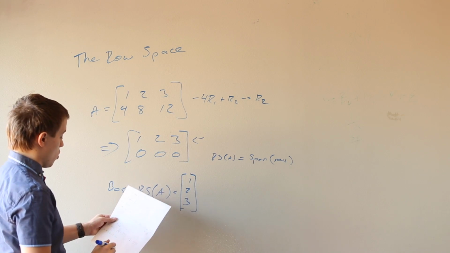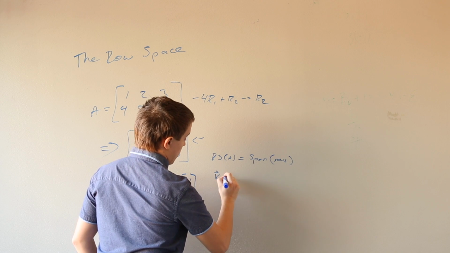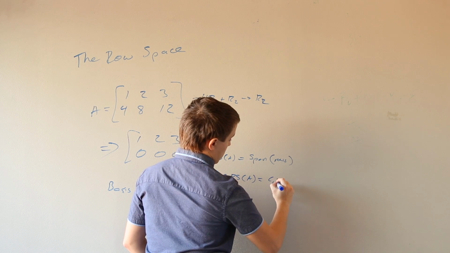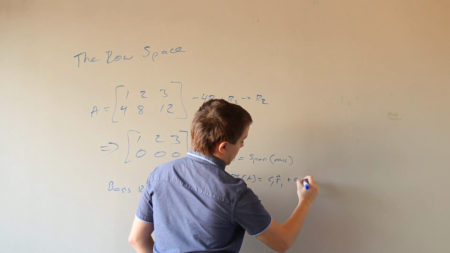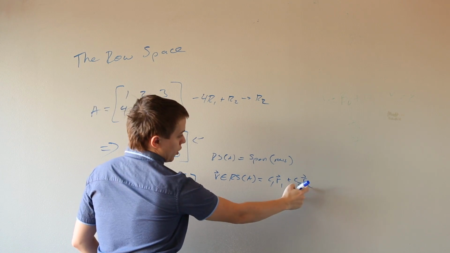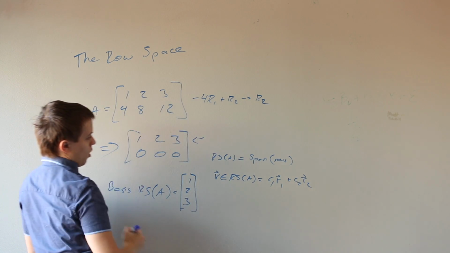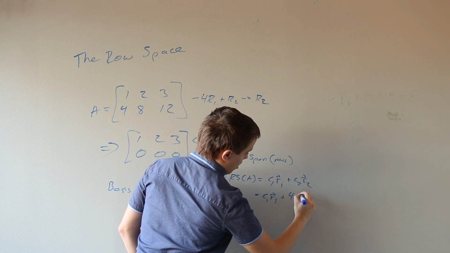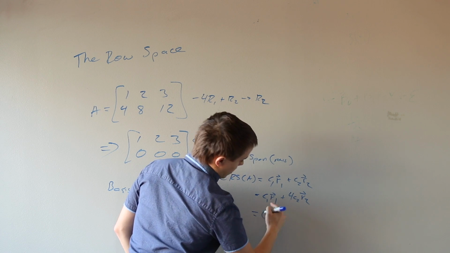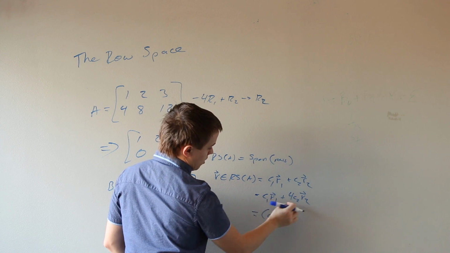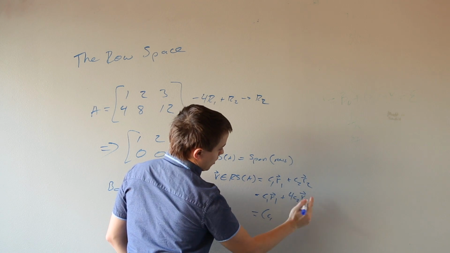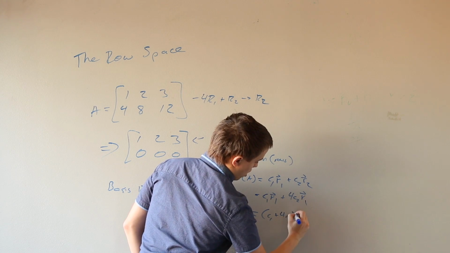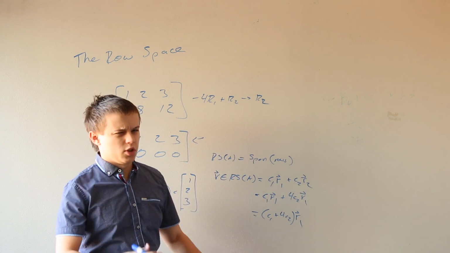So we can show, which implies that any vector V in the row space of A is equal to C1 times vector R1 plus C2 times vector R2. But we know that R2 is just 4 of R1, which means C1 R1 plus 4 C2 R1. We can take R1 out: C1 plus 4 C2 times R1, and C1 plus 4 C2 is just some other scalar.